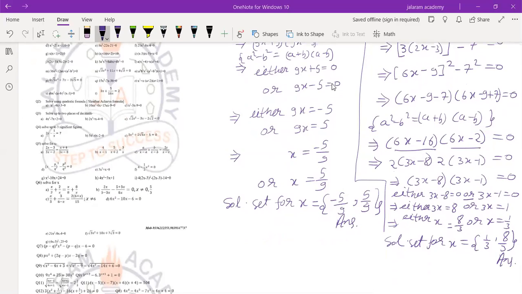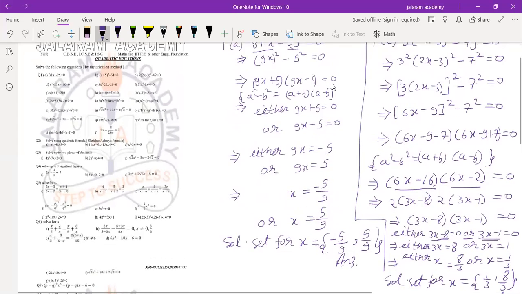Okay, so can you tell me why we are writing either 3x minus 8 equals 0 or 3x minus 1 equals to 0? Why are we writing this line? In the previous question, you have done the same, no? Either 9x plus 5 equals to 0 or 9x minus 5 equals 0. Why? Can you tell me the reason for this?